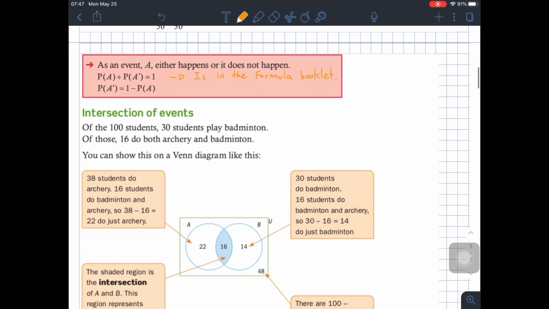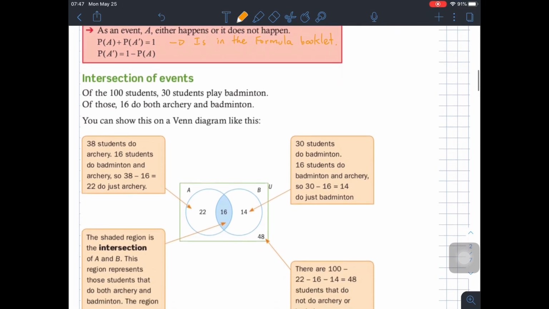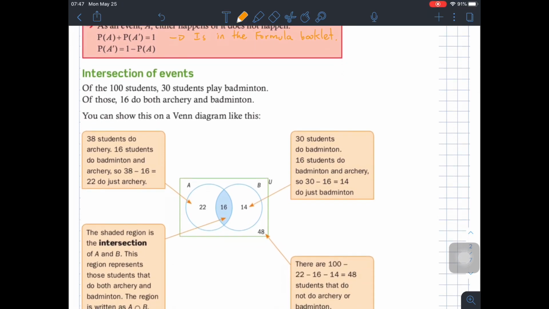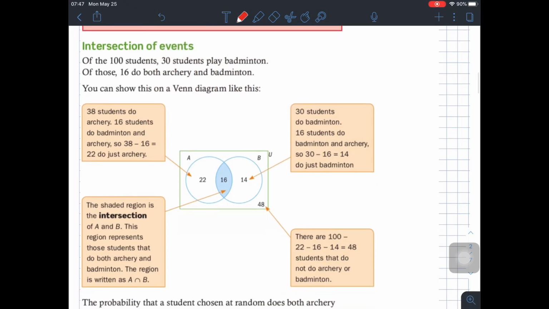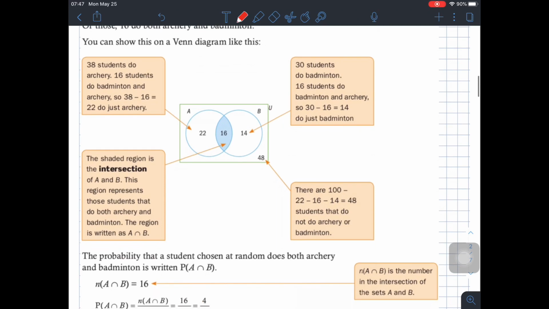Okay. Then we have intersection of events. It says, of the 100 students, 30 students play badminton. Of those, 16 do both archery and badminton. Okay? So it says, you can show this on a Venn diagram like this. We have the universe, we have people who do archery, we have people who do badminton, and here we have the intersection, which is people who would do both, right?